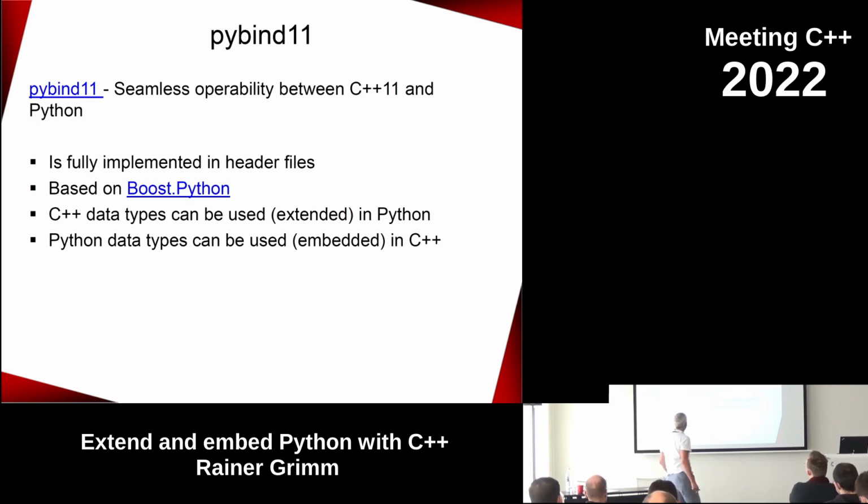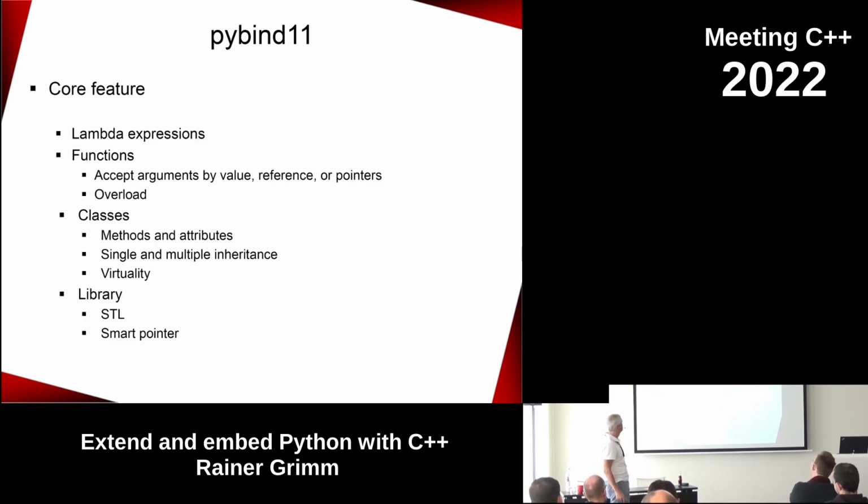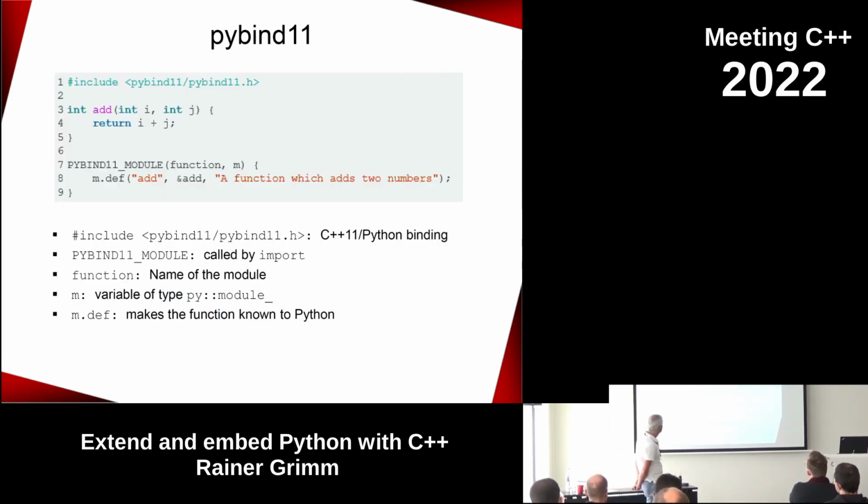So it's fully implemented in header files, based on Boost Python, and you can extend and embed. I will only extend now, but anyway, you can do it in both directions. Call from Python to C, and also the other way around. By the way, not C, C++. Now we talk about C++. What can you do? Forget about it, anything. It makes no sense to put all the features I know about C++ on a slide. And have a look how nice this looks.